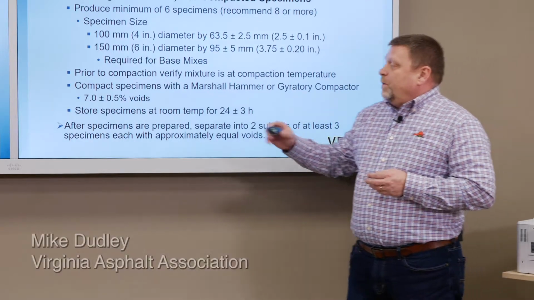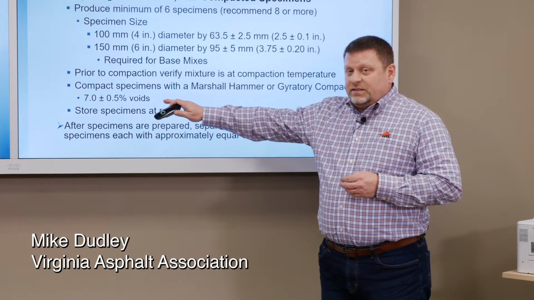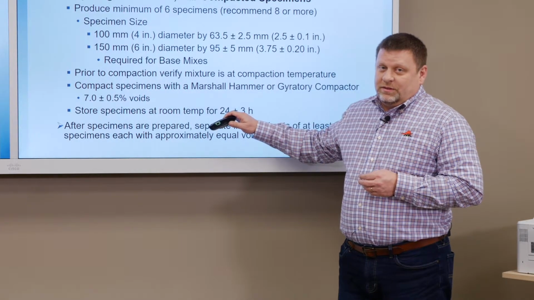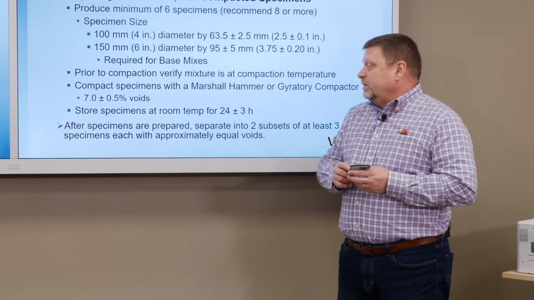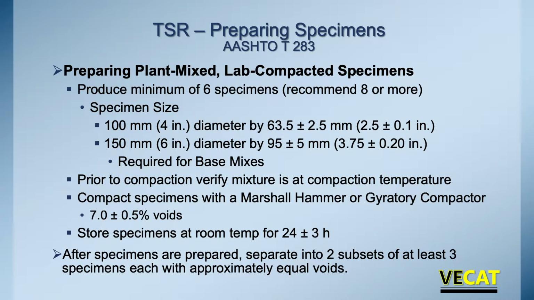All right, once I've made my specimens and measured the air void content, they need to be stored at room temperature for 24 hours. Okay, it's important that they're stored for 24 plus or minus 3 hours. They need that time. Once we've done that, we want to separate our samples into 2 subsets of at least 3 specimens each. 2 times 3, that gives us our 6 samples with approximately equal air voids.